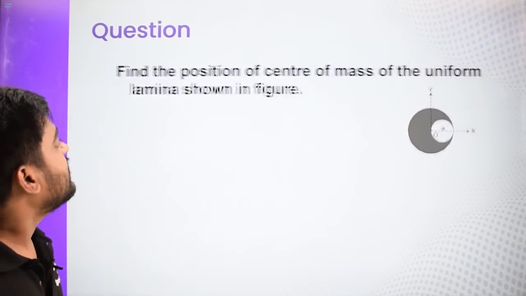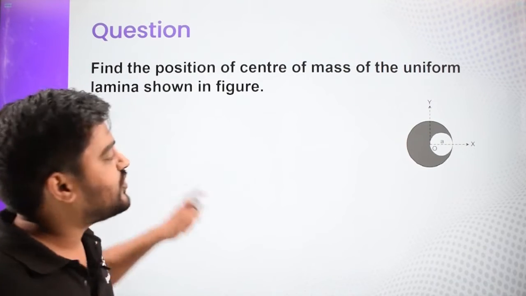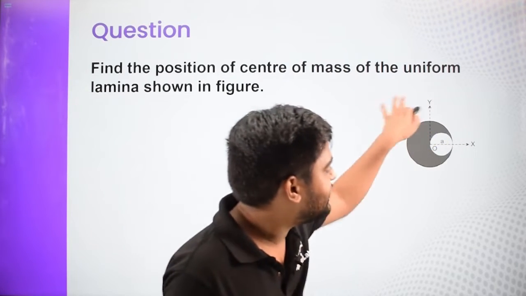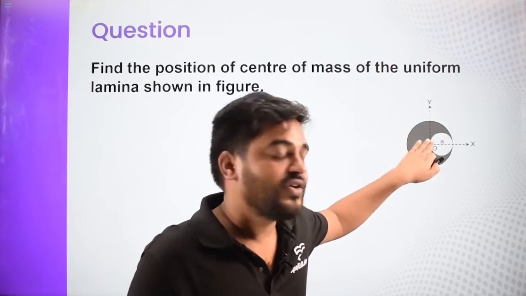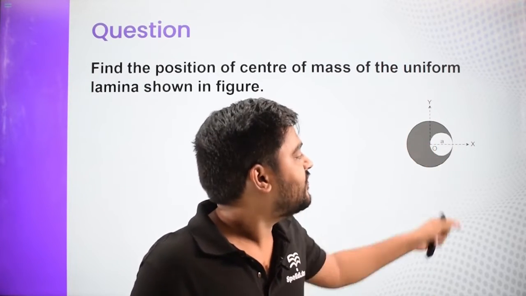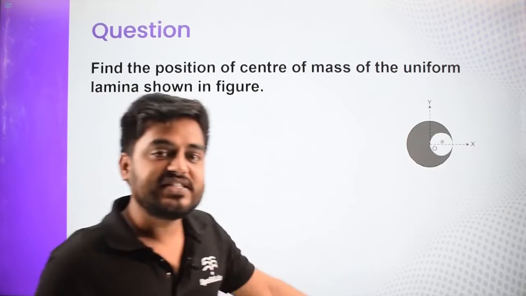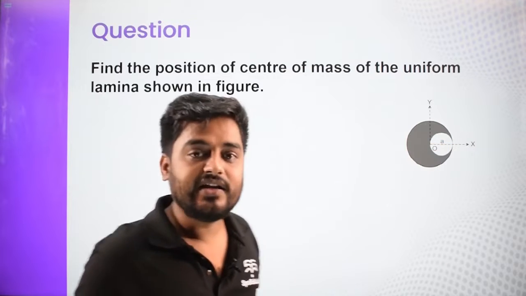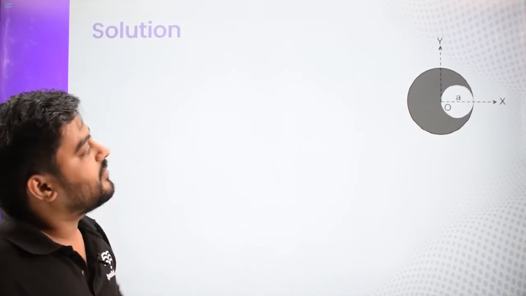Let us have a look at a question. We need to find the position of center of mass of the lamina, which is shown in the figure. So the lamina is basically this much. It was a disc of radius A, but we removed another disc, part of it, which has a radius of A by 2, right? So now we need to get the center of mass with this cavity.